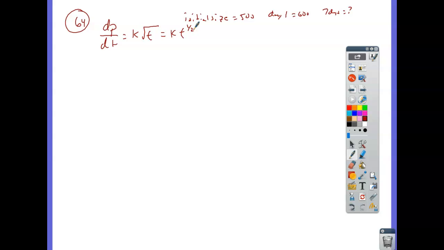All right, Mrs. V. What do we do here? I want to know the population. I have dP/dt. What must I do? And find P by doing what? Antiderivative time. So I go P is going to equal k t to the 3/2 over 3/2 plus, and I'm going to put P naught here. I'm going to use the other notation we're allowed to use.